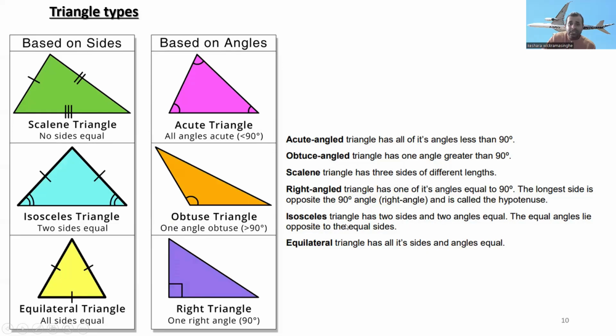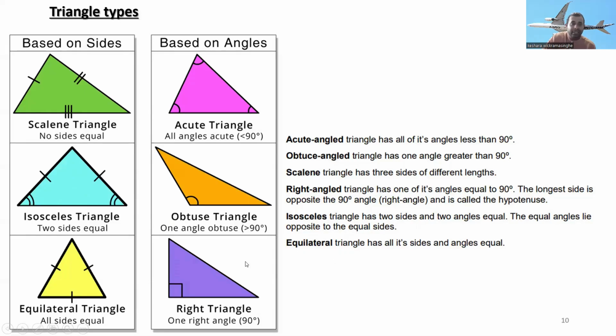Now, an isosceles triangle has two sides and two angles equal. In an isosceles triangle, two angles are equal and two sides are equal. The equal angles lie opposite to equal sides.